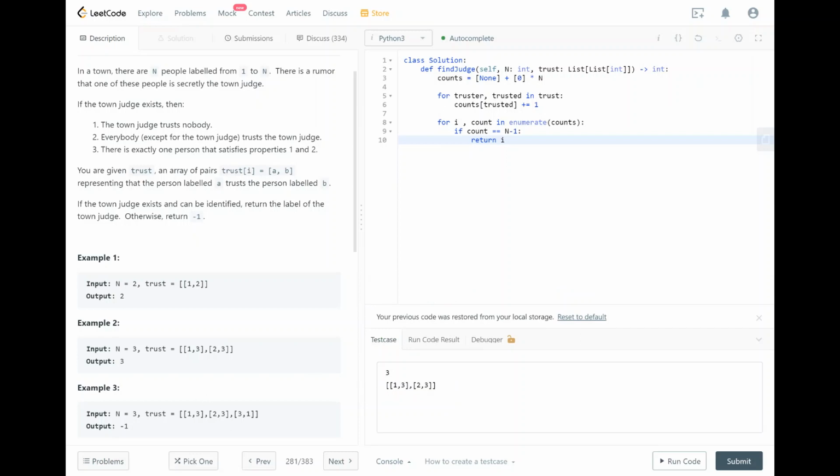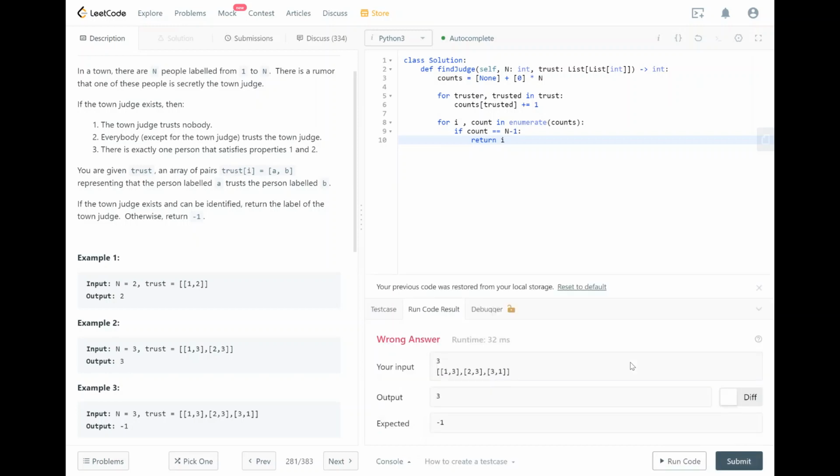Let's take a look at example 3. So n equals 3 still, and then here's our new trust array. We're hoping and expecting to get output equals -1. Oh, we get the wrong answer. We're outputting 3, but we're expecting -1.